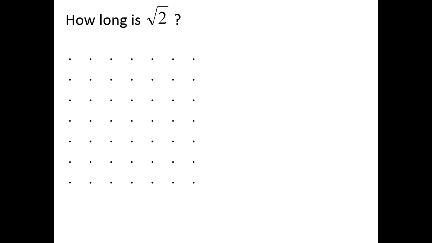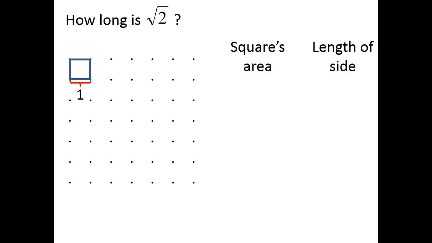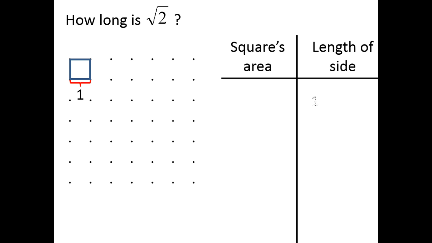So here's how we're going to explore that. We know there's this relationship between squares and square roots. And we're going to think about squares that are positioned on dot paper. On this dot paper, each dot is 1 unit apart from the next dot in the same row or the same column. So if we look at this square, we can see that the length of the side of the square is 1. And we can see that the area of the square is 1 square unit.